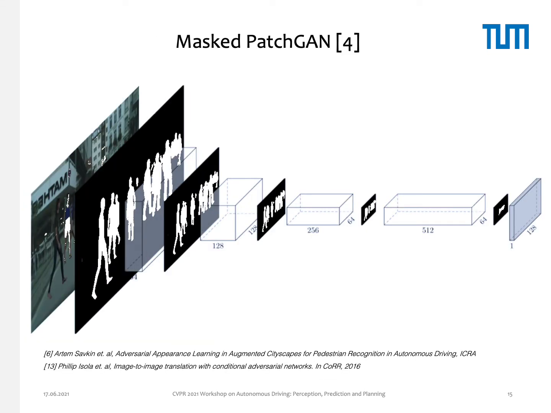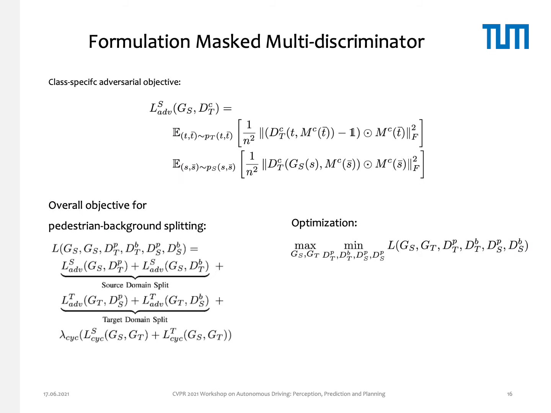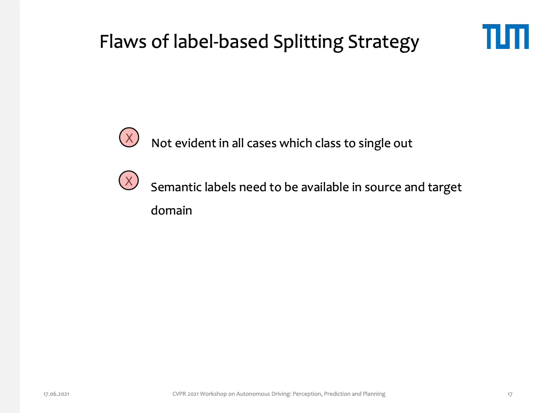For every class-specific discriminator, we adopt its patch-GAN architecture. We clip activations that originate from undesired regions of the input image at each level of the discriminator by using multiple downsampled mask layers. This is represented here in an adapted version of the original GAN adversarial objective that includes binary masks MC to account for class-specific objectives. In practical scenarios, the application of the label-based splitting strategy faces various problems.